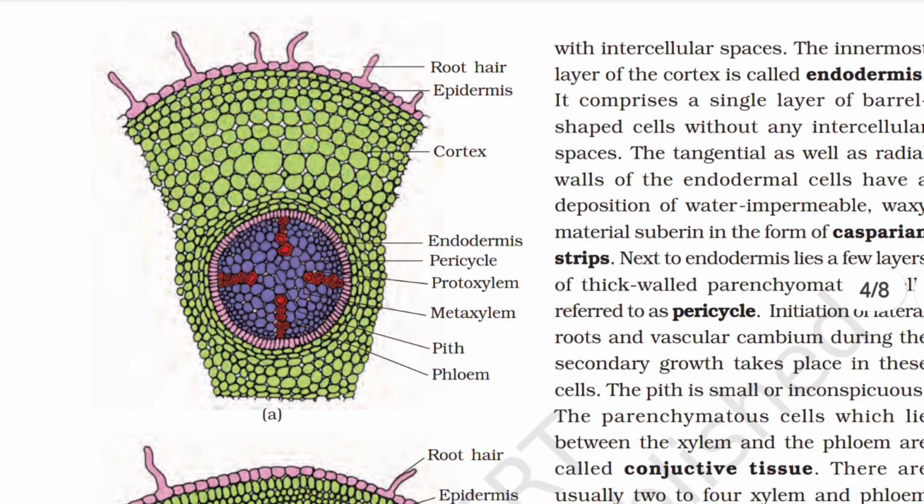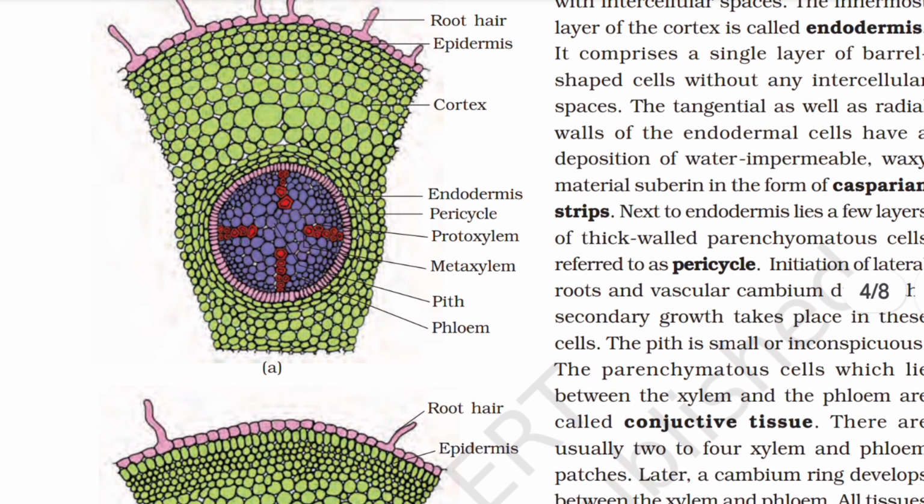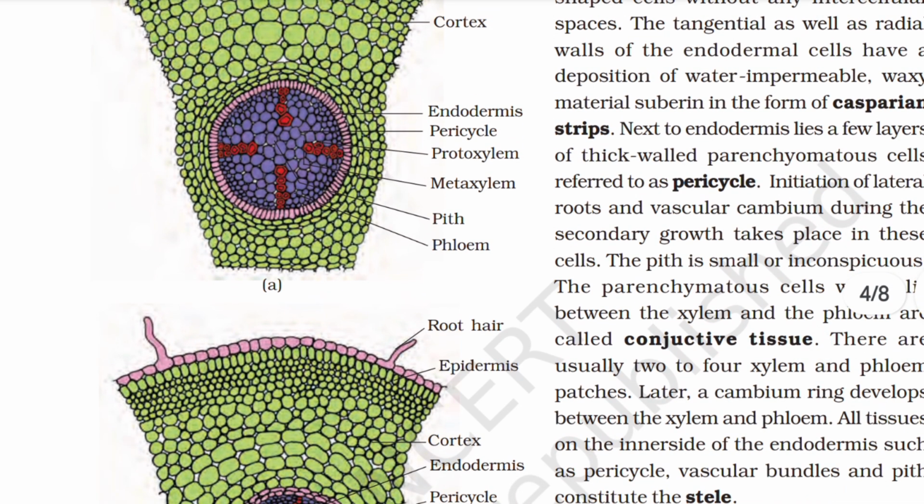The tangential as well as radial walls of the endodermal cells have a deposition of water-impermeable waxy material, suberin, in the form of Casparian strips. Next to the endodermis lies a few layers of thick-walled parenchymatous cells referred to as pericycle. Initiation of lateral roots and vascular cambium during the secondary growth takes place in these cells.